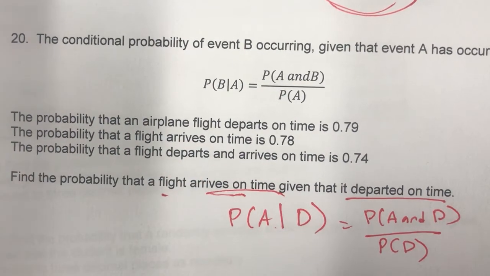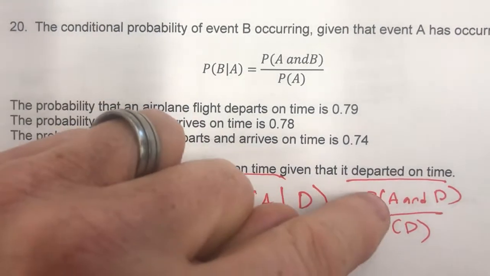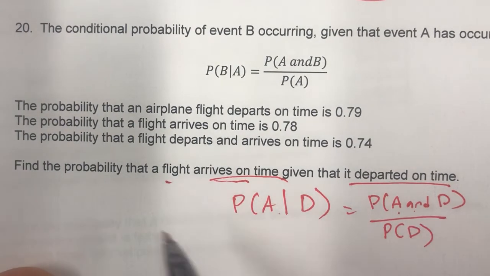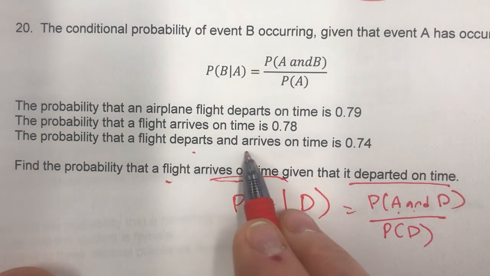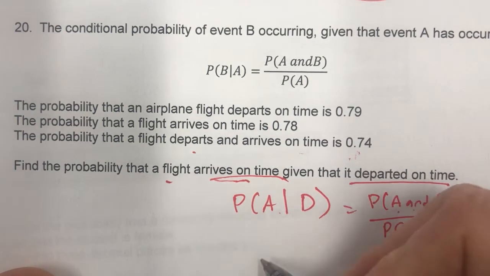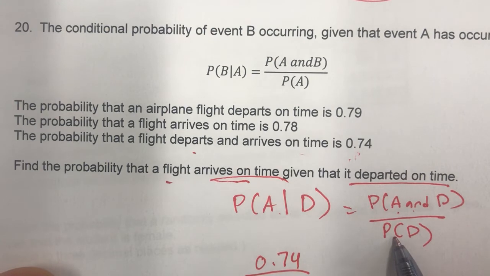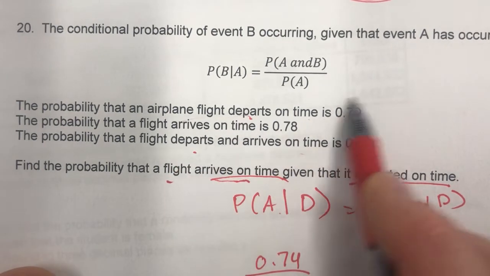Okay. And so I just read these and put them in the right spots here. So the probability that the flight departs and arrives on time would be this right here, 0.74. The probability that it departed on time is right there, 0.79.